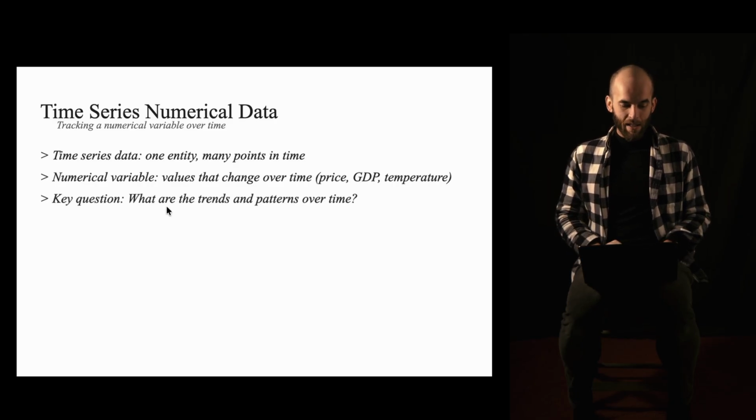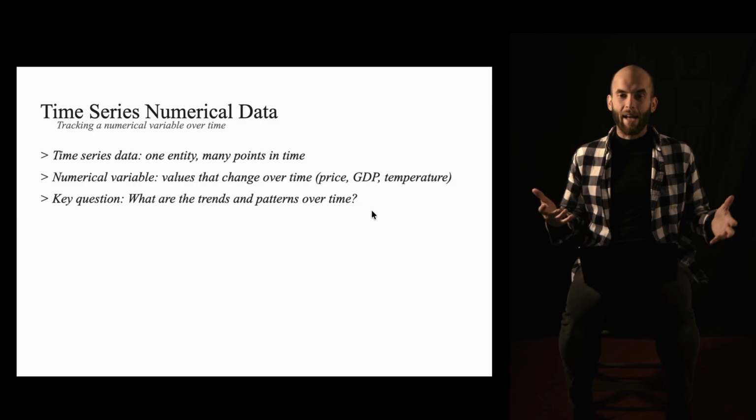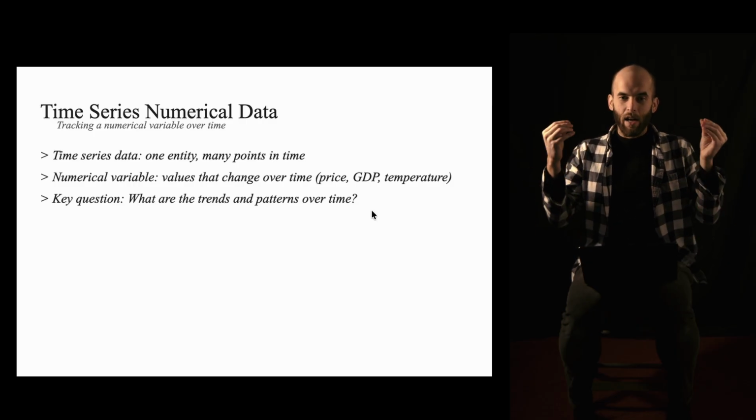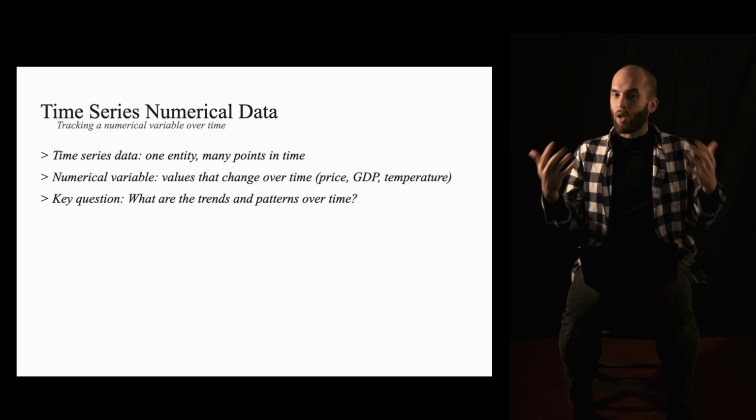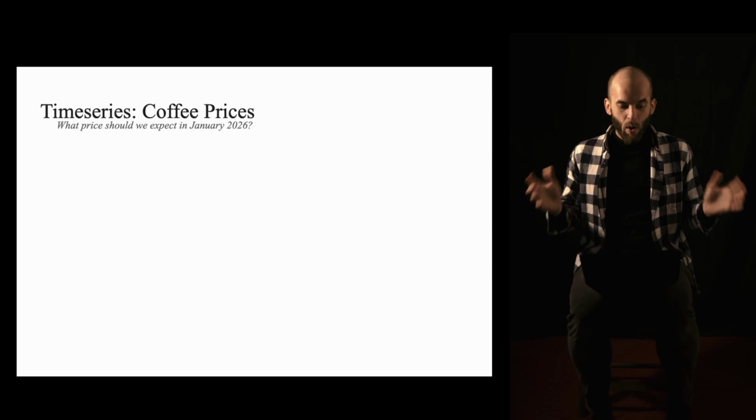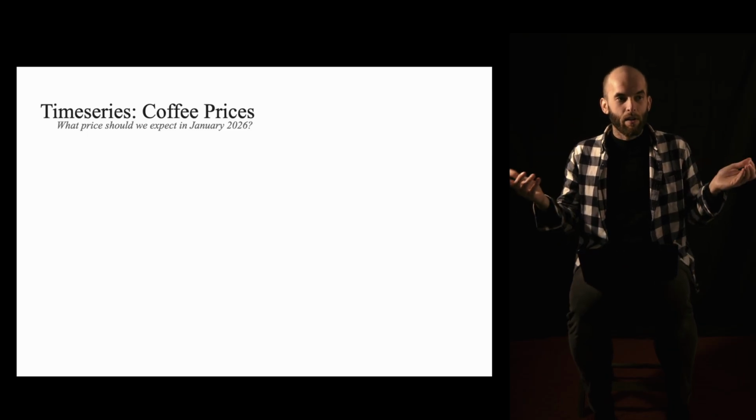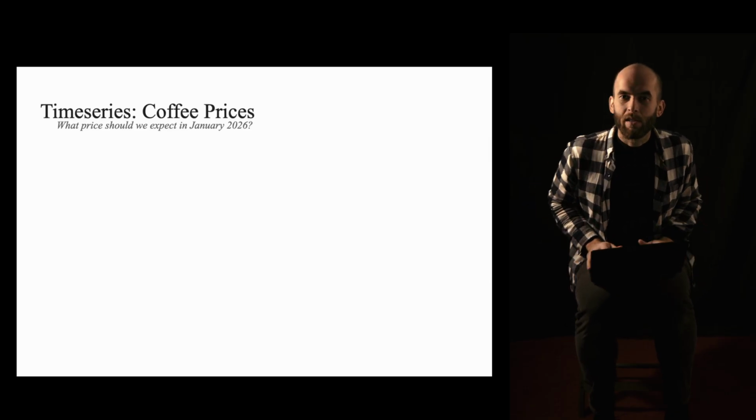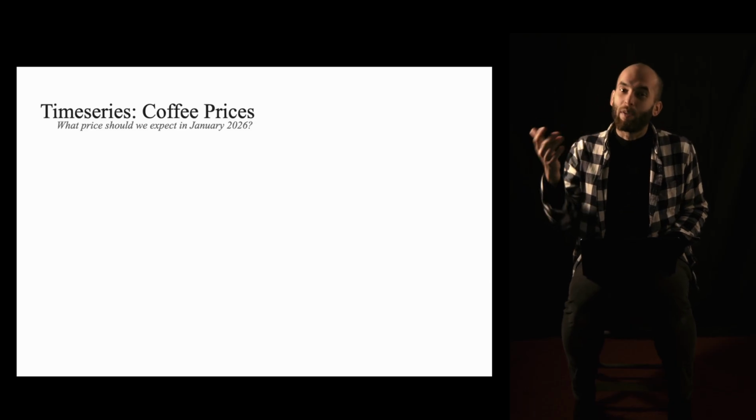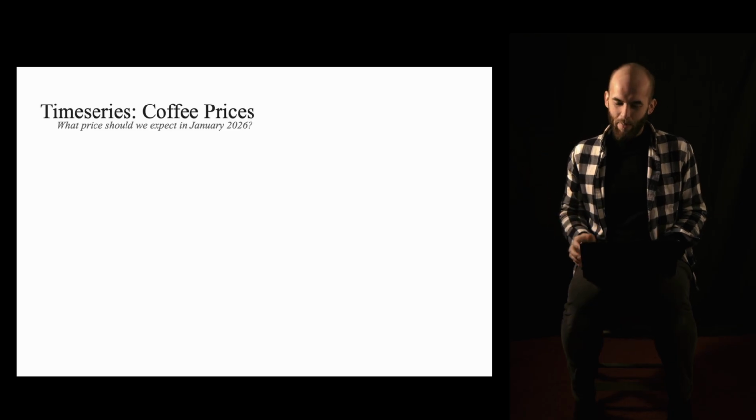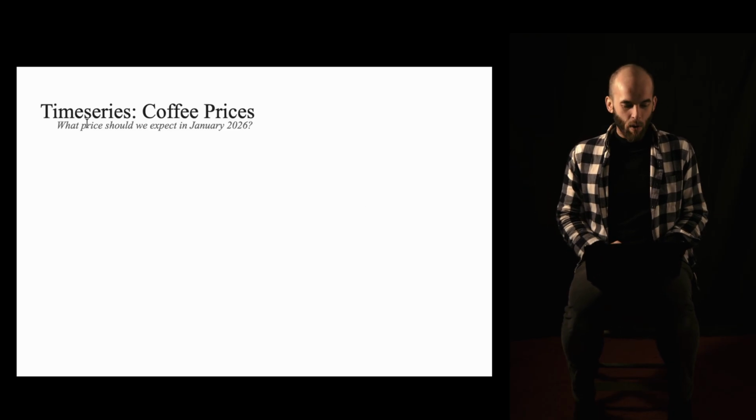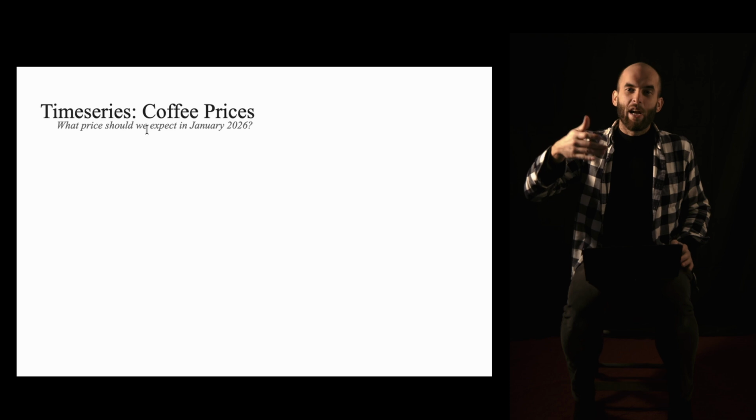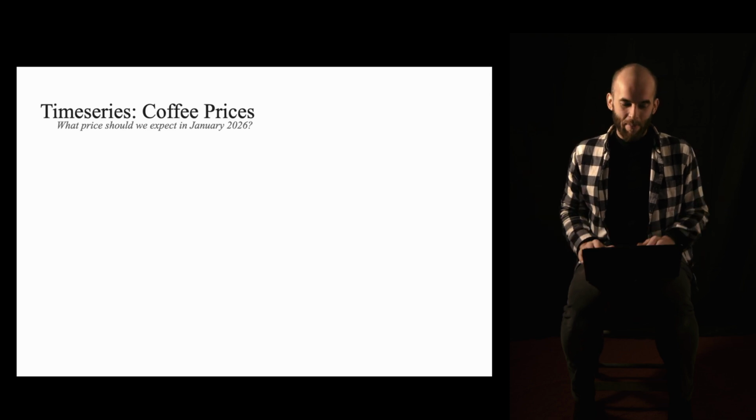So what we're going to try to ask today is essentially, are there trends or patterns through time? And we're going to construct visualizations that allow us to answer these questions. We've looked at transactions at a coffee shop in a couple of our previous parts. What we're going to do today is look at coffee prices. If you buy coffee, one of the inputs into making coffee is the coffee beans themselves. So we're going to ask a question of our data. What price would we expect in January 2026 of coffee beans?